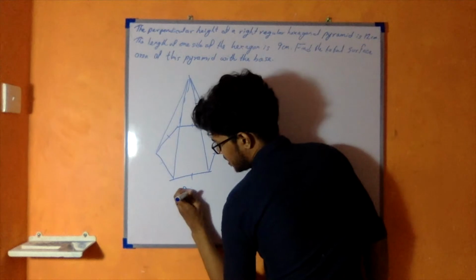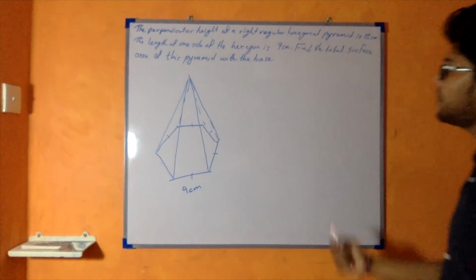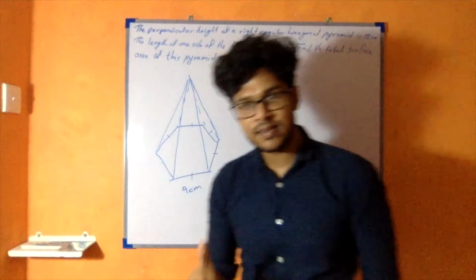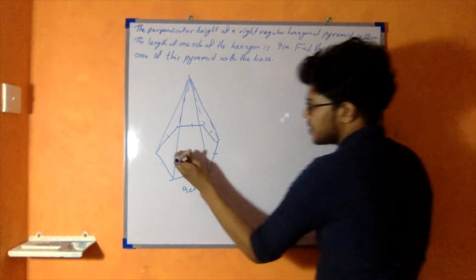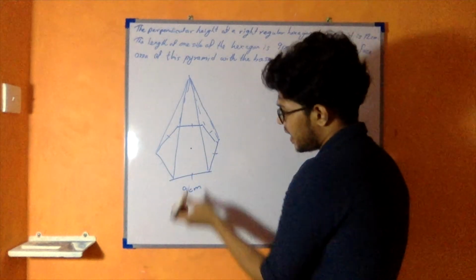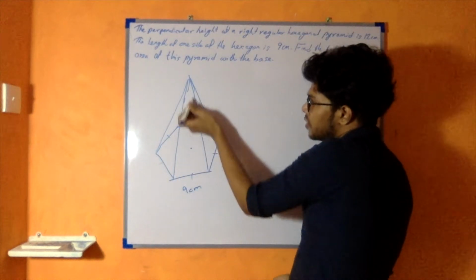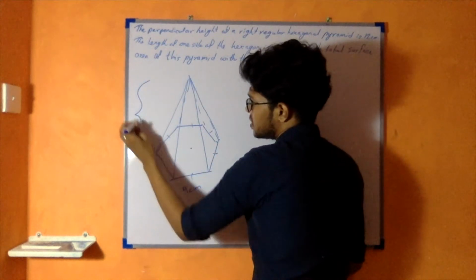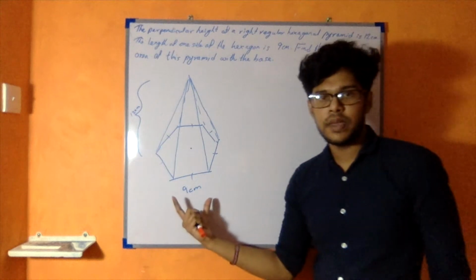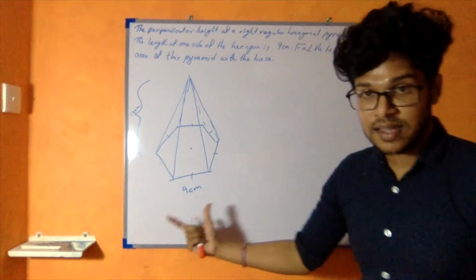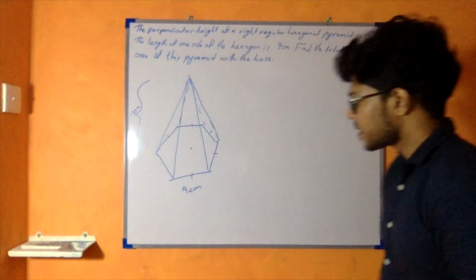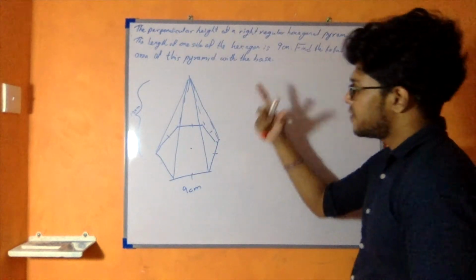It has been given that the length of one side of the hexagon is 9 centimeters, so we can write 9 centimeters, and the perpendicular height of the pyramid is 12 centimeters. The height of the pyramid from this base, this is a 3D figure, from this point to the top is going to be 12 centimeters. The side of the hexagonal base is 9 centimeters and the height of the pyramid is 12 centimeters. Then we are supposed to find the surface area.